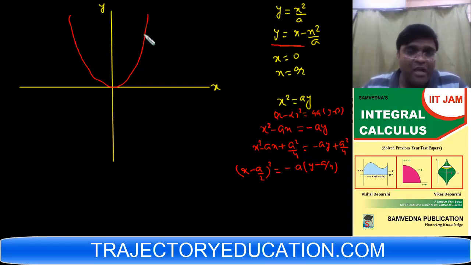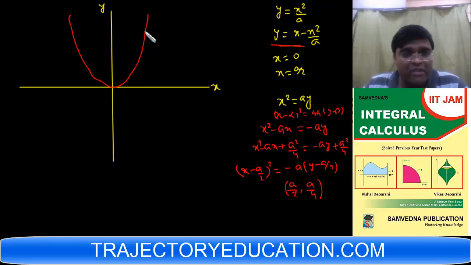So what is the vertex? Vertex is a by 2, a by 4. Let me assume a to be positive. Nothing is written, so by default let me take it as positive. So a by 2 and a by 4 is the vertex.